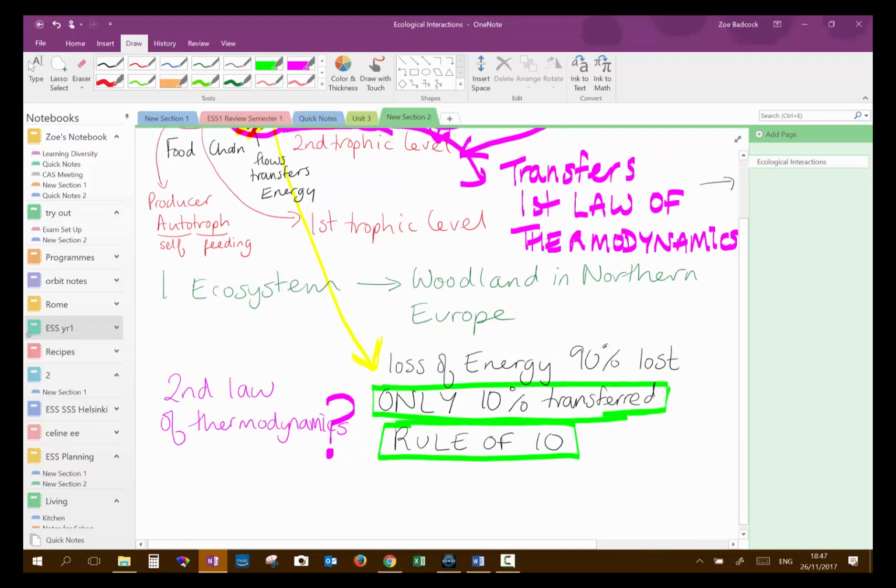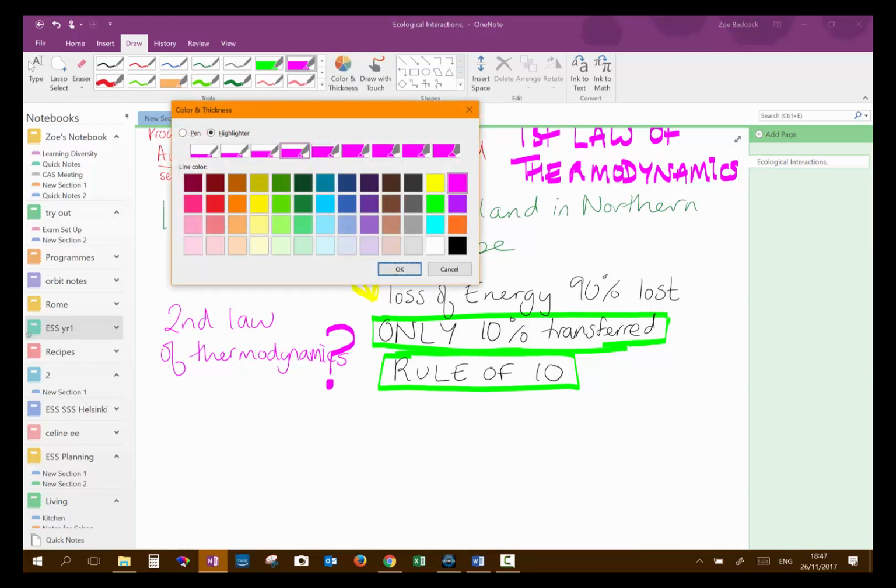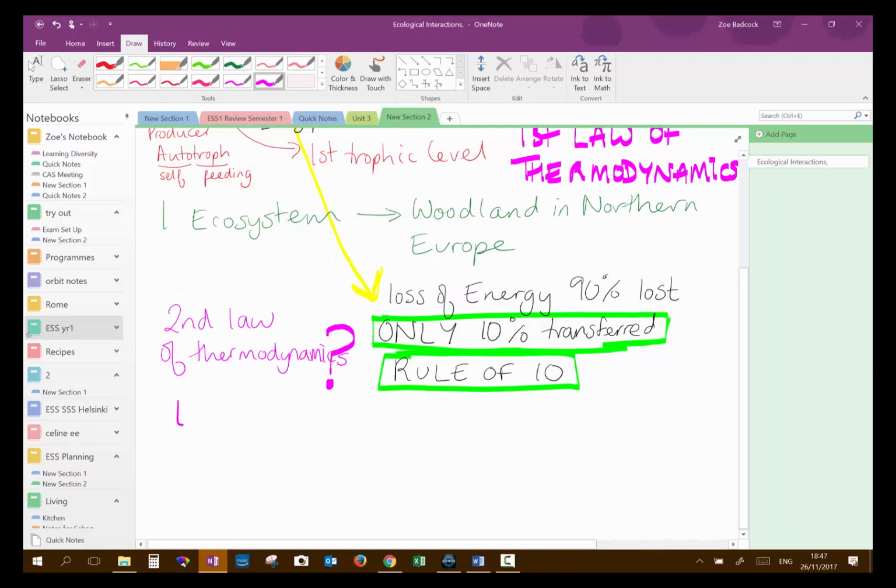If you remember here, we were talking about this transfer of energy in the second law of thermodynamics. And the second law of thermodynamics is all about a term called entropy. And entropy is a measure of disorganized energy.